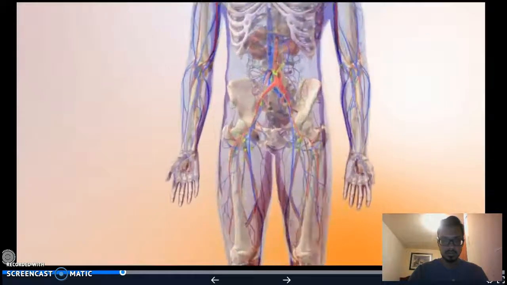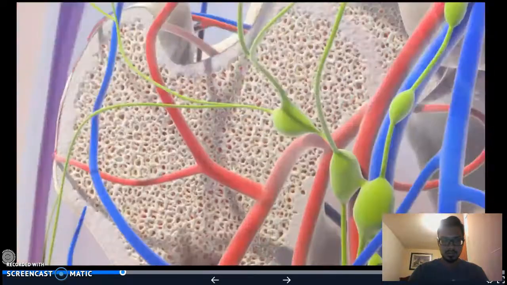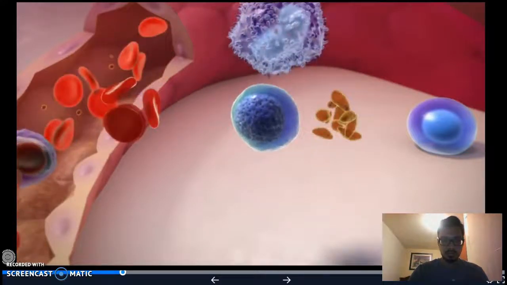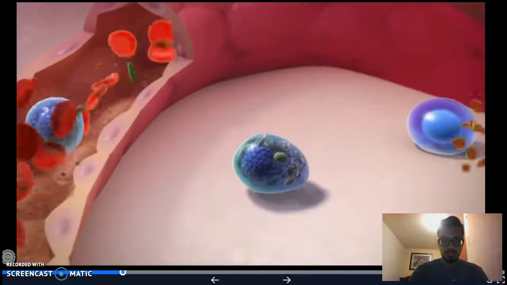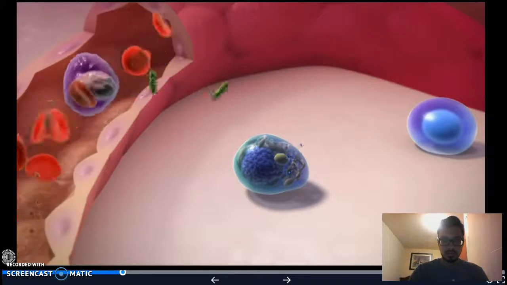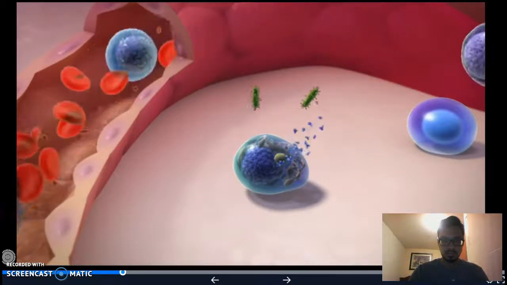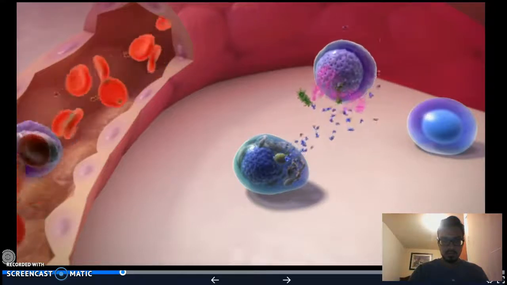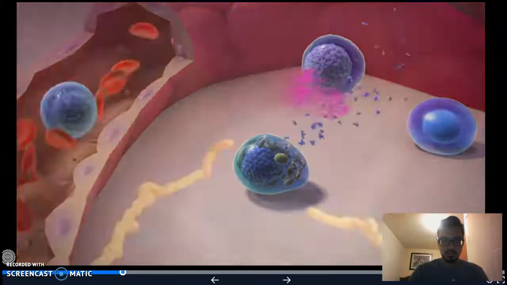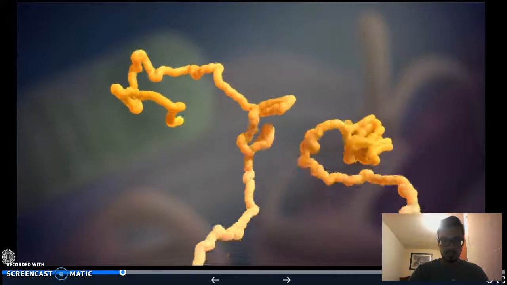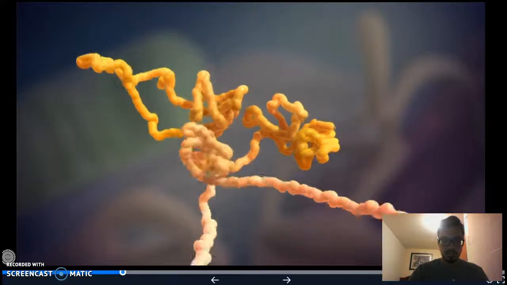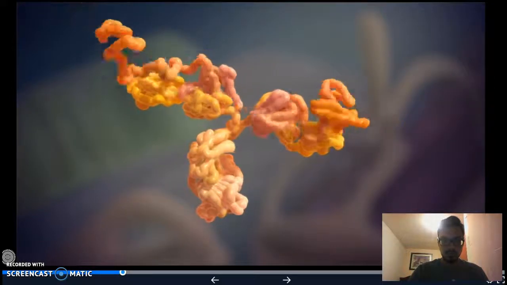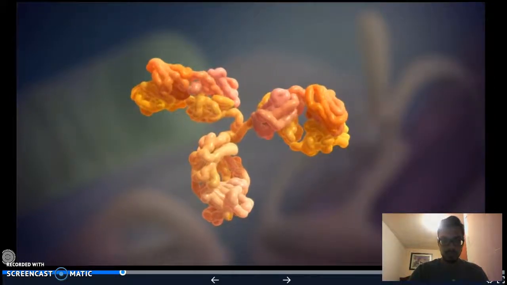AL amyloidosis is caused by a bone marrow disorder. The bone marrow produces blood cells, including plasma cells, a type of white blood cell that forms part of the immune system. Plasma cells make antibodies to help fight infection. Each antibody is made up of 4 protein chains, 2 heavy chains and 2 light chains, which attach to each other to form the complete antibody.